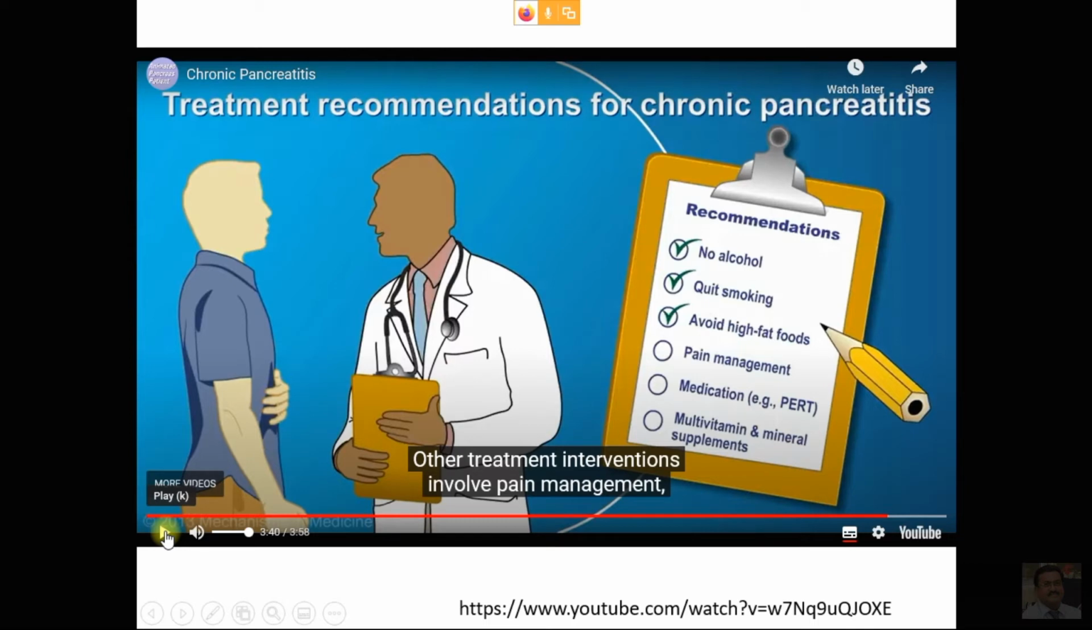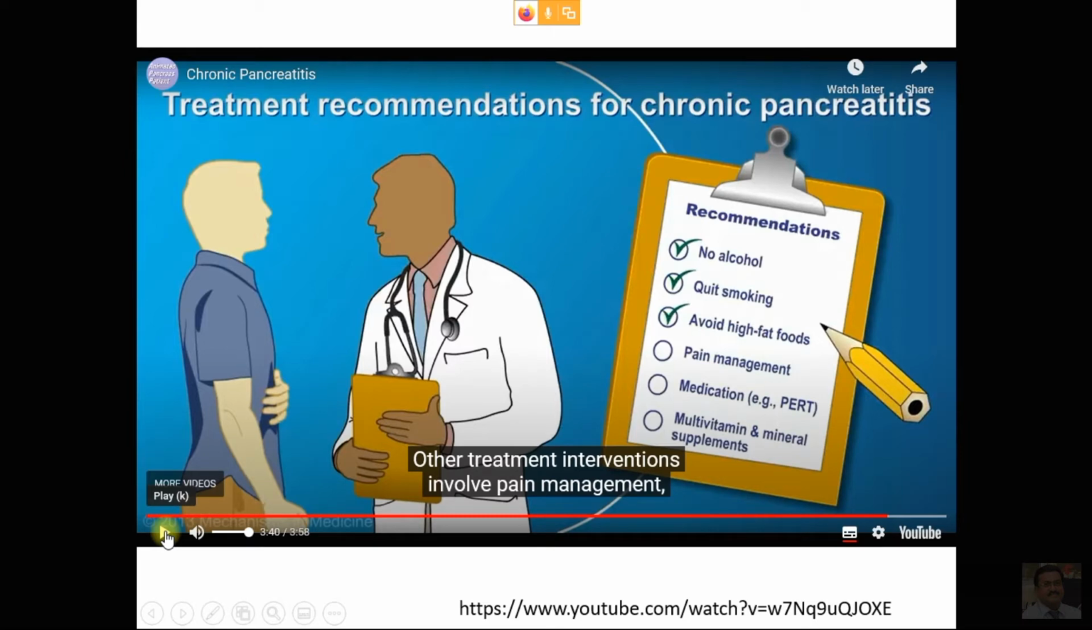And avoid high-fat food. They are advised to take a normal diet, especially more vegetables or fruits, without any fried food or oily foods like puri. Avoiding high-fat food is a good recommendation by the doctors. And for pain management, if the pain is persistent and spreading to the back of the body, they will give some painkillers also.